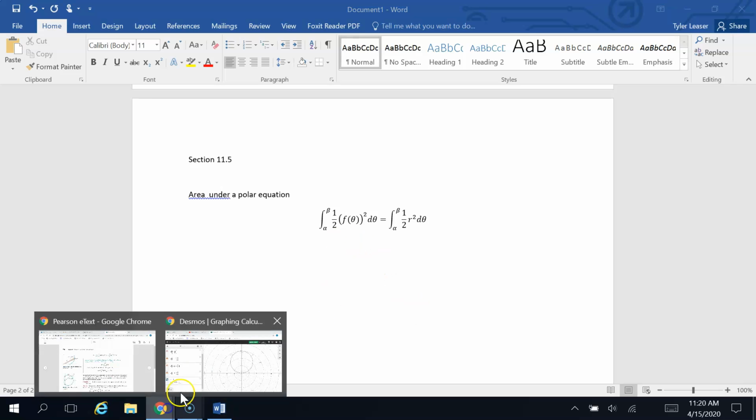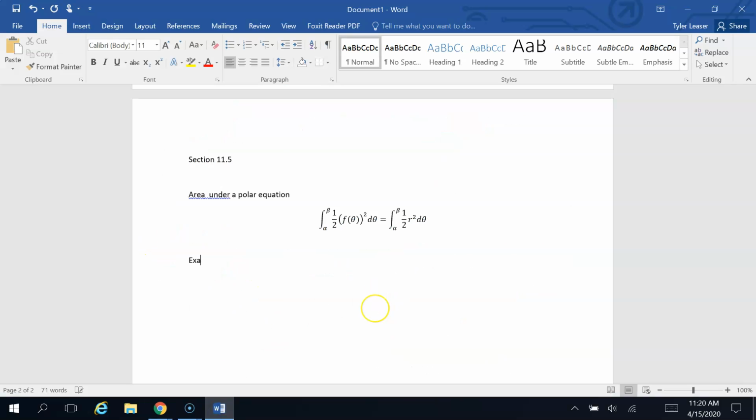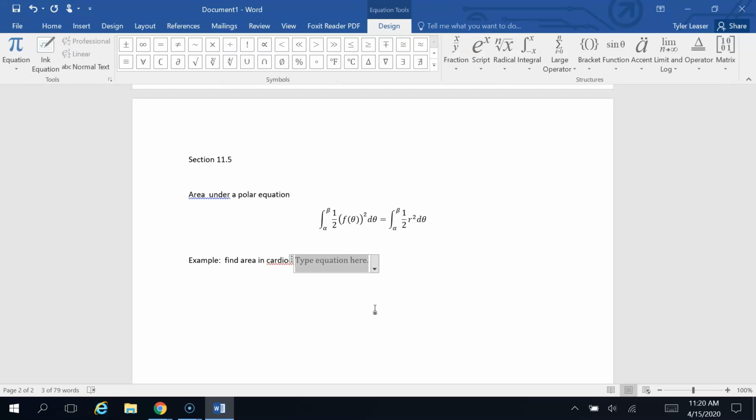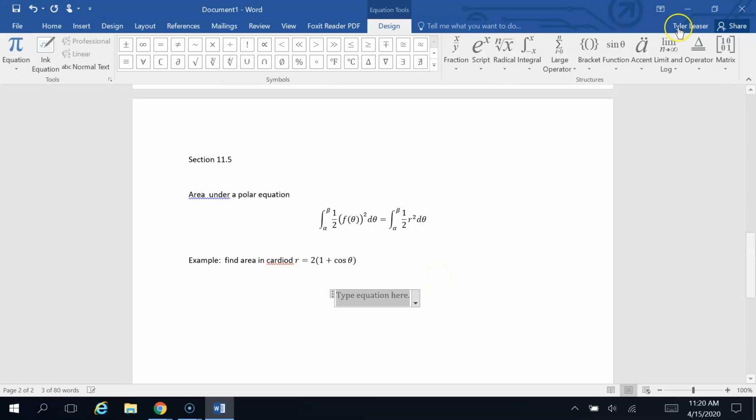I'm going to go back over to the book here. The example we're going to do is this first example here, where we're finding the area inside of this cardioid shape. So, good, we're just going to go ahead and do it. Find the area in the cardioid. And the equation of that cardioid that we were doing over there is r equals 2(1 plus cosine of theta). Great. Okay, so all we have to do is basically just plug the r into the formula here. So we're going to be doing the integral.